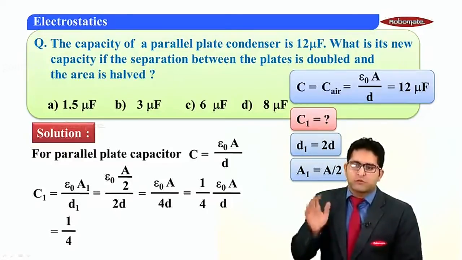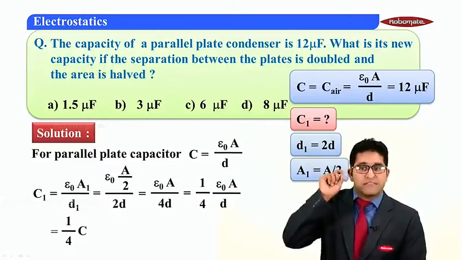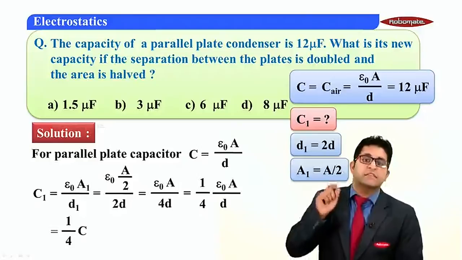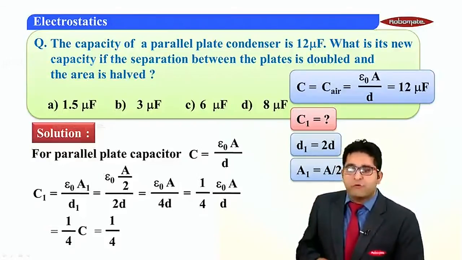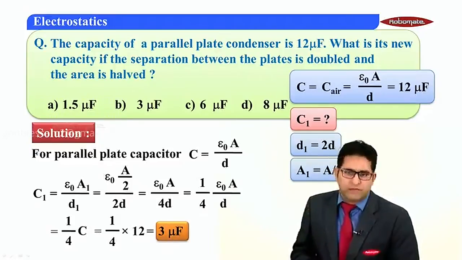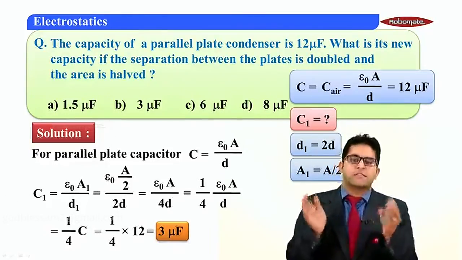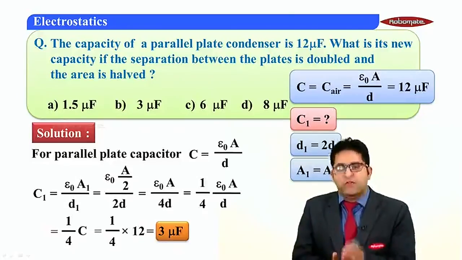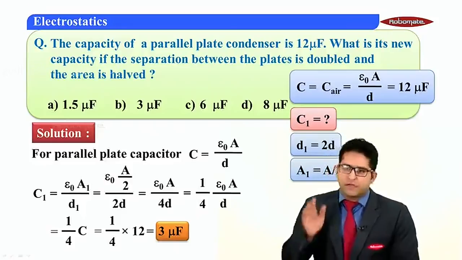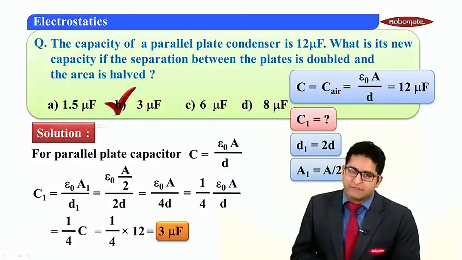Now let us move further. So 1 by 4. Now what is value of epsilon naught A by D? Now see the above table, it is equal to C. So this will become 1 by 4 times C. And what is value of C? It is 12. So this will become 1 by 4 into 12, and this will come out as 3 microfarad. So students, if the distance of separation is double and the area is half, my new capacity will be 3 microfarad. Yes. Now see the options carefully. Which option is matching? Yes, option B is the correct answer, right?